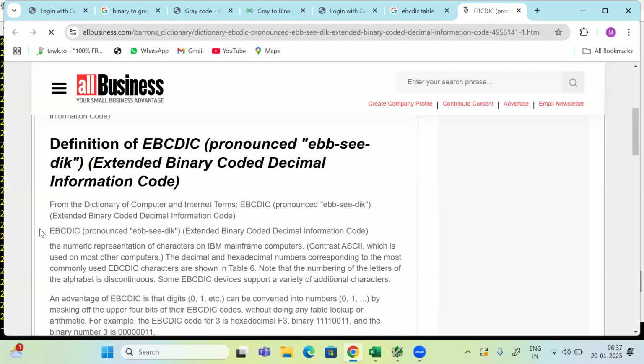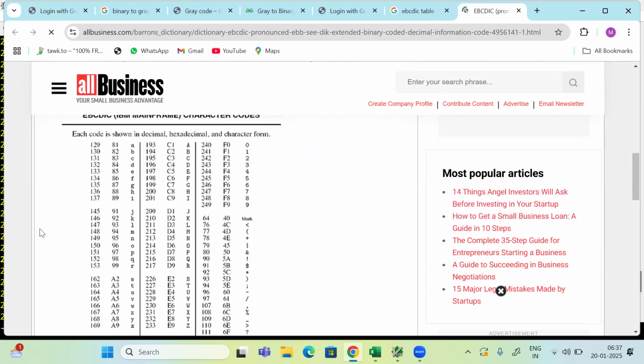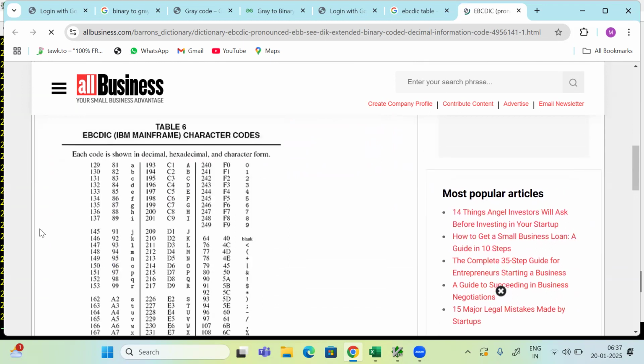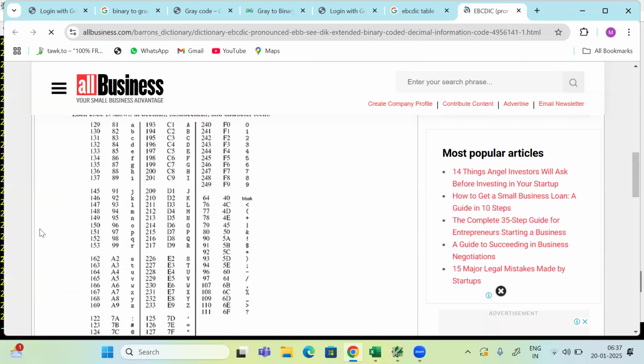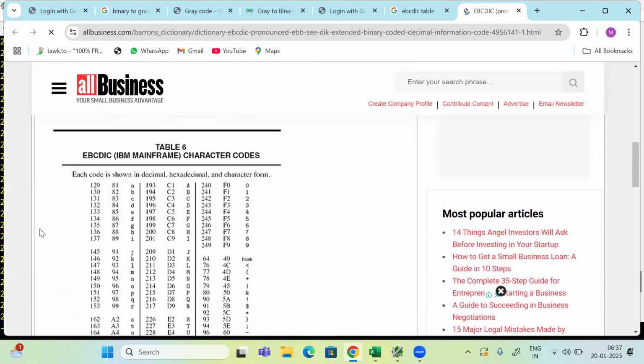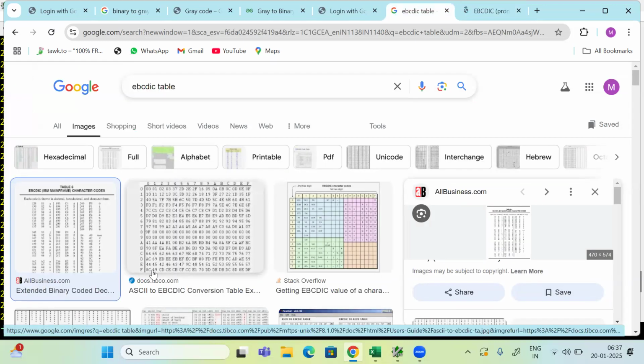Extended Binary Coded Decimal Interchange Code. Here, the table goes like this. Your keyboard can actually all work on the EBCDIC code.